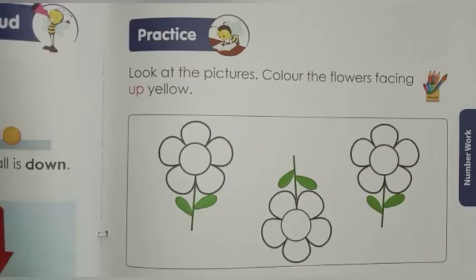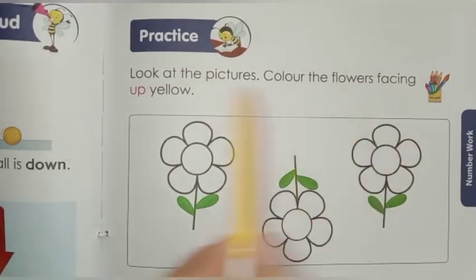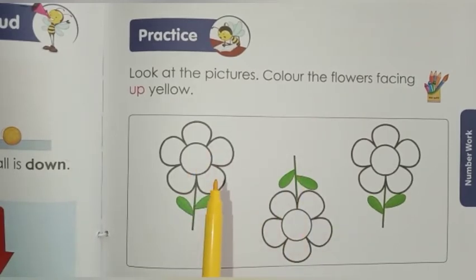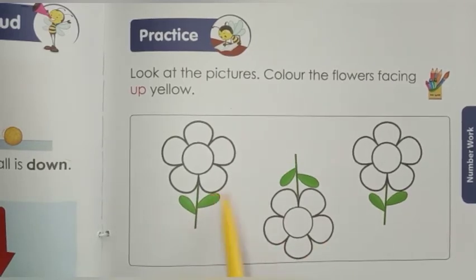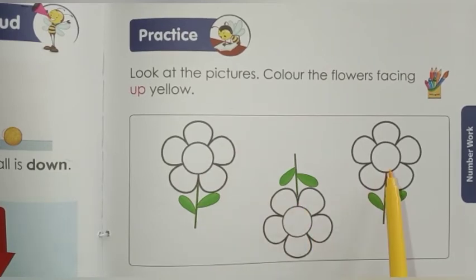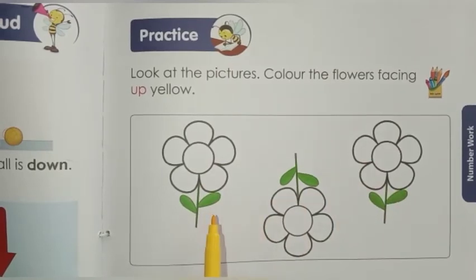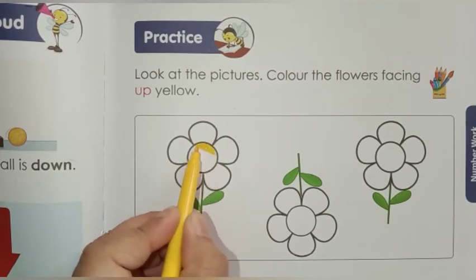Now we will do page number 29 in our book. Firstly, we will read the heading. Practice. Look at the pictures. Color the flowers facing up yellow. There are some flowers given. See these flowers. There are 2 flowers upward and 1 downward. आपको 2 flowers को कलर करना है जिनका फेस ऊपर की ओर है. So we will fill yellow color in those flowers whose faces are upward. जो ऊपर की ओर फेस वाले flowers हैं उनको हम येलो कलर करेंगे like this. Okay?